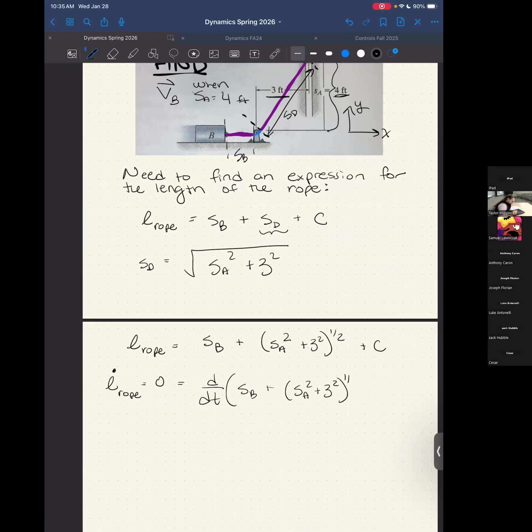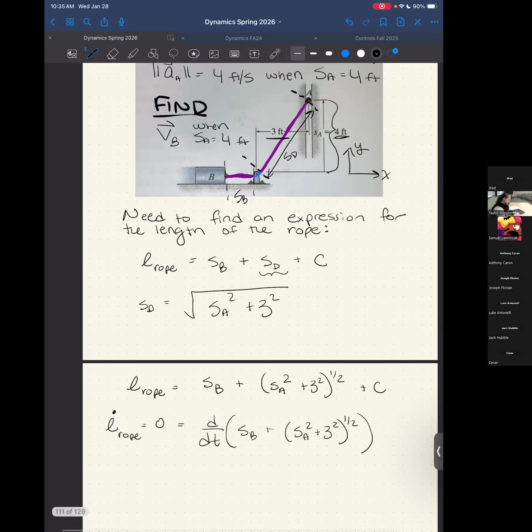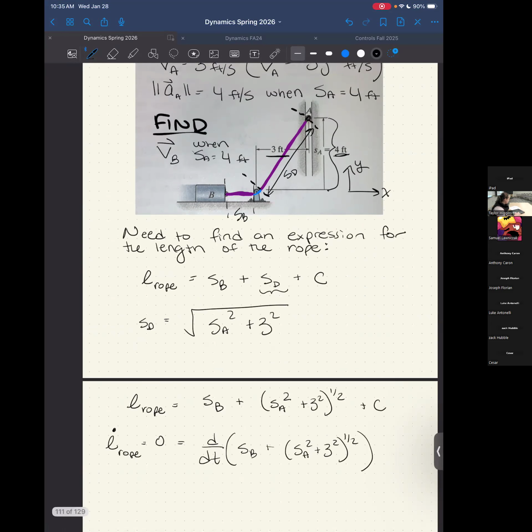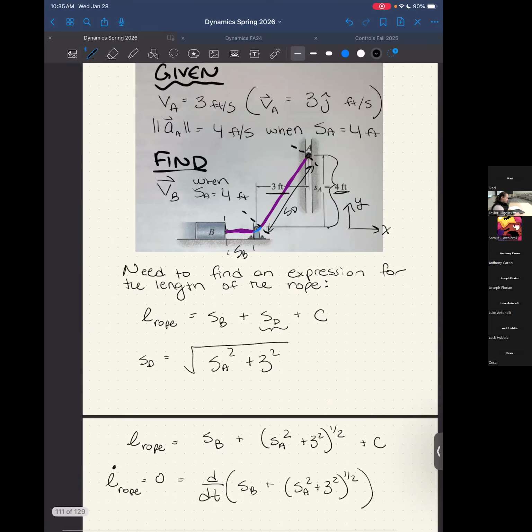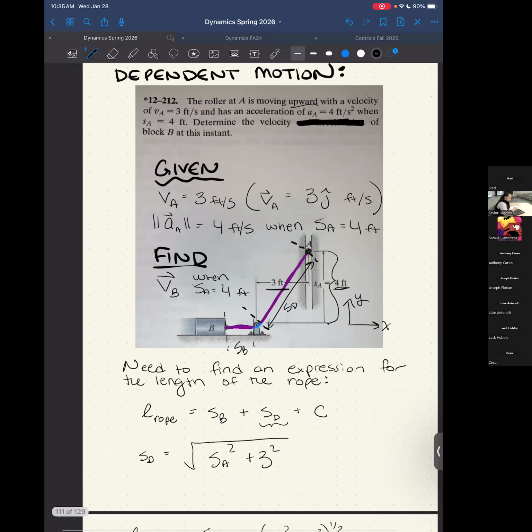Excuse me. Yes. Since it's a 3-4-5 triangle, can't you just write it as like the 4/5 SA or no? Yeah, so what's coming up a lot is the question of when do you plug in a specific value versus when do you leave it as a variable? For this problem in particular, it is asking us exactly about this one instant in time where SA is equal to 4.